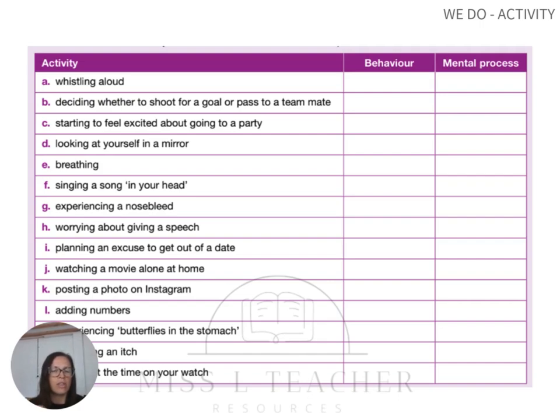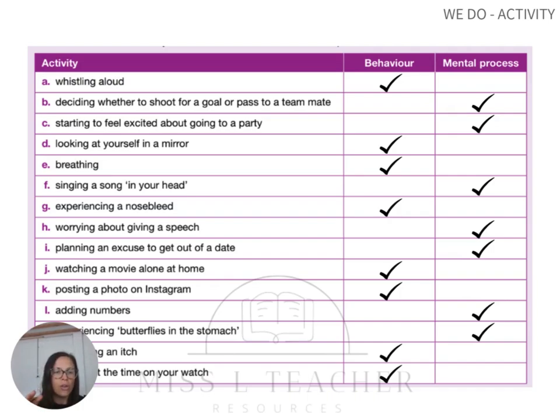What I want you to do now is pause the video. There are a few more things down here. I want you to see if you can figure out whether they're a behavior or a mental process, and then I'm going to give you all the answers. All right, so here are the answers. It'll be interesting to see how you go. Hopefully, you will understand the difference. Again, a behavior can be seen and observed and measured, and a mental process is stuff that's happening in here. You can't see it. You can't physically measure it or see what's going on.